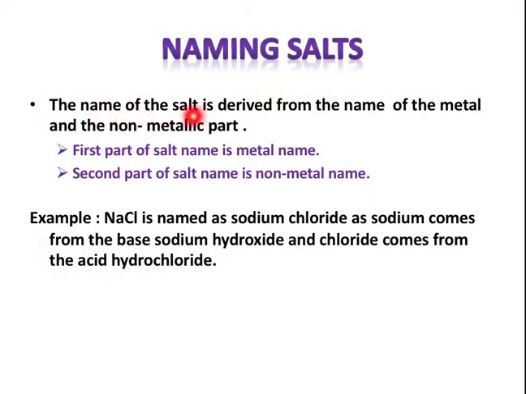So the name of the salt is derived from the name of the metal and the non-metallic part. The first part of the salt name is the metal name, and the second part is the non-metal name. The metal is contributed by the base, and the non-metal is contributed by the acid. For example, NaCl, that is common salt, is named sodium chloride, as sodium comes from the base sodium hydroxide and chloride comes from the acid, hydrochloric acid.